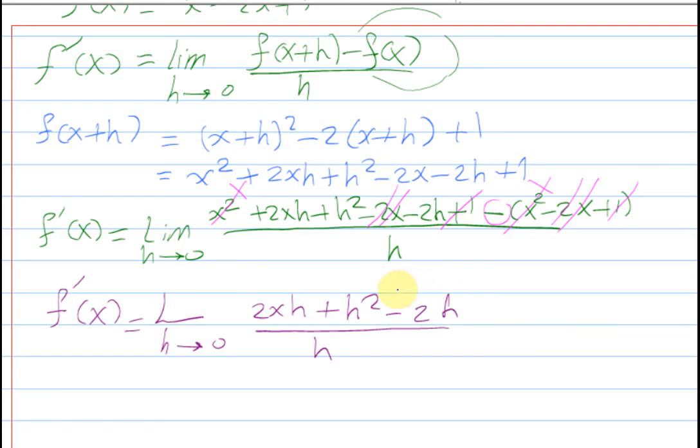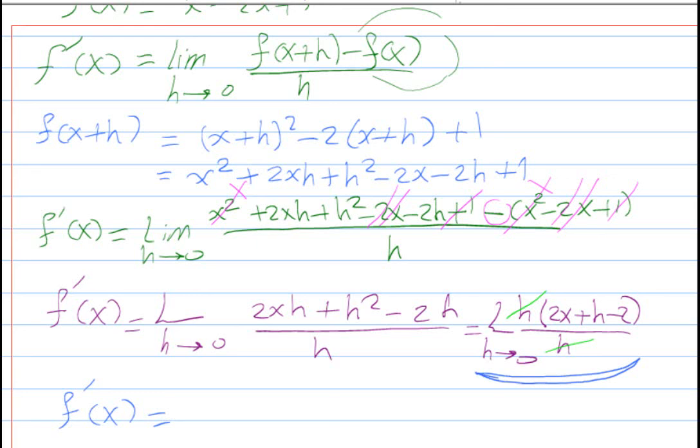So in this case, I'm going to take h as common factor. H bracket 2x plus h minus 2, all over h. Do you remember that this h will be cancelled with that one? It remains only to substitute. So f prime of x equal what is this limit as h approaches 0? It is 2x plus 0 minus 2, which is just 2x minus 2. This is the final result.